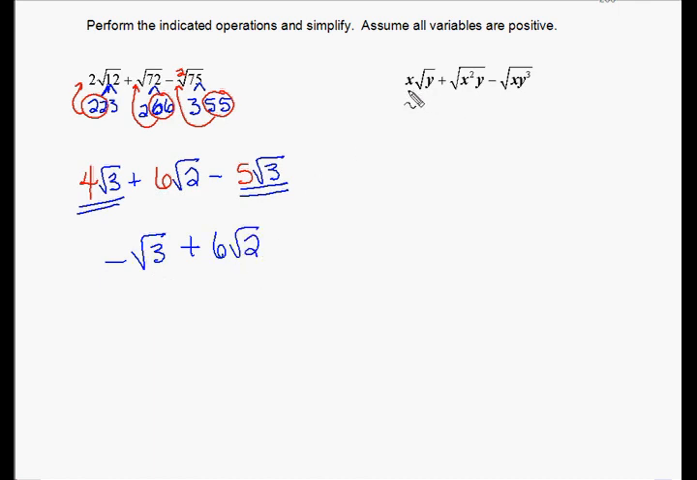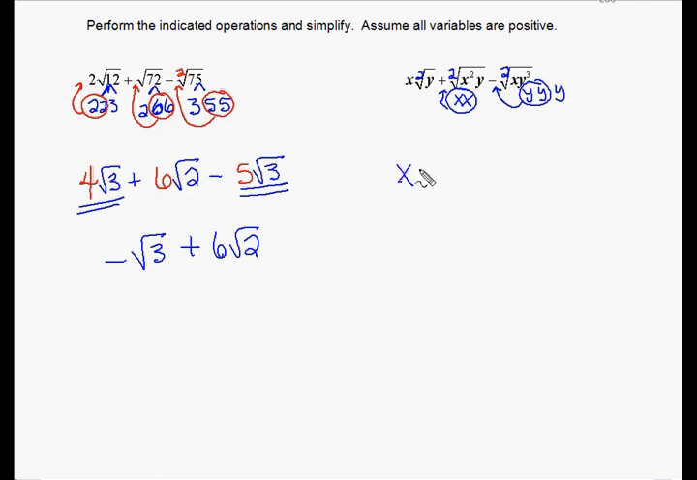Let's try that again with this example over here. X times the square root of y plus the square root of x squared y minus the square root of xy cubed. Well, there are two x's in here, and both of those will come out since the index is 2. And there are 3 y's in here, but only 2 of those will come out since the index is 2. And because this index is also 2, nothing comes out.